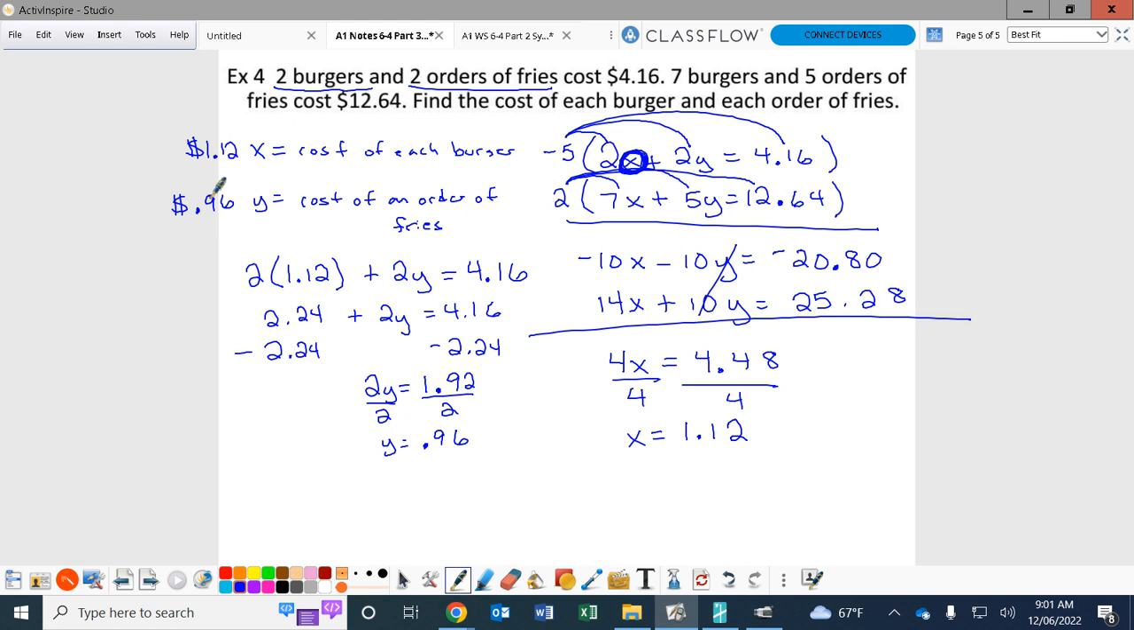So when you write your sentence, find the cost of each burger. So each burger costs $1.12, and each order of fries costs 96 cents. So I could write a 9. That's not a 9, guys. 96 cents. There you go. Okay, when you are done, that is your notes for today. When you are finished, you're going to take this and put this in your notes section.